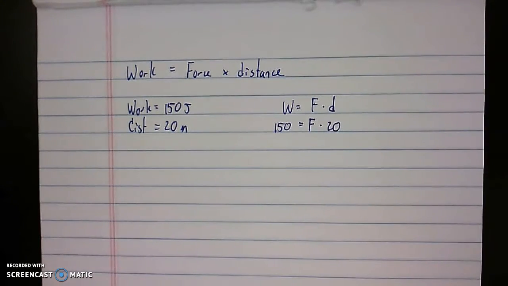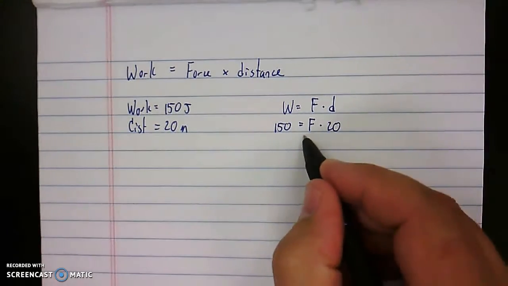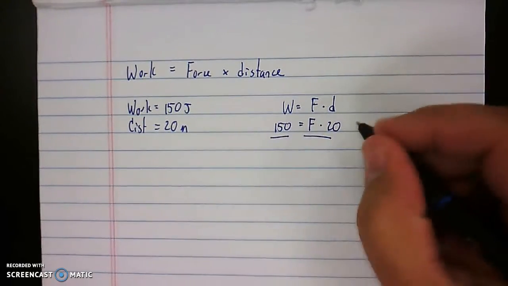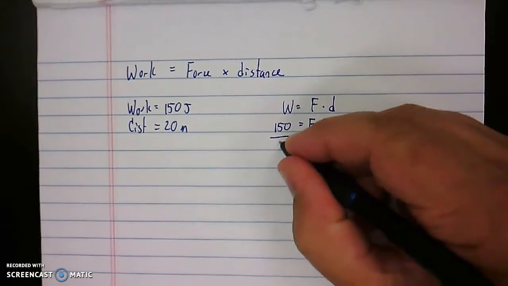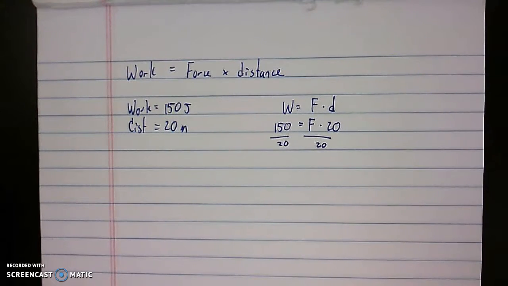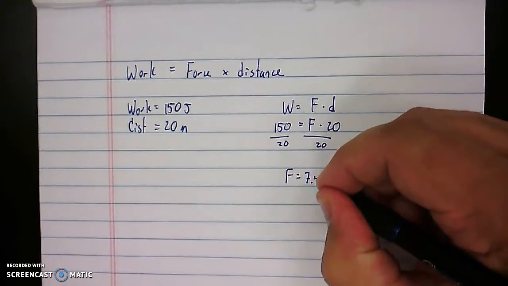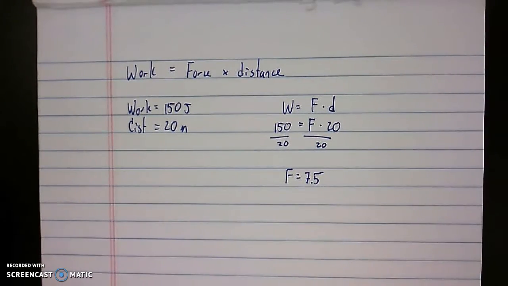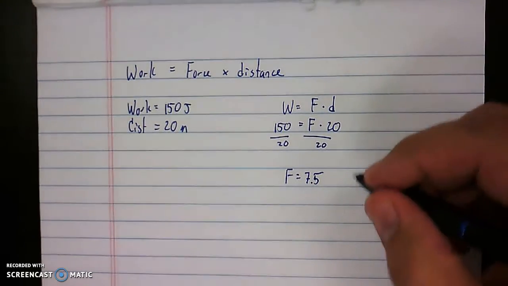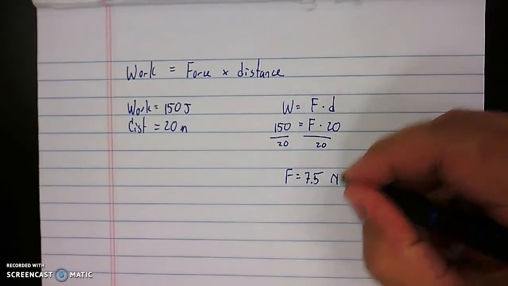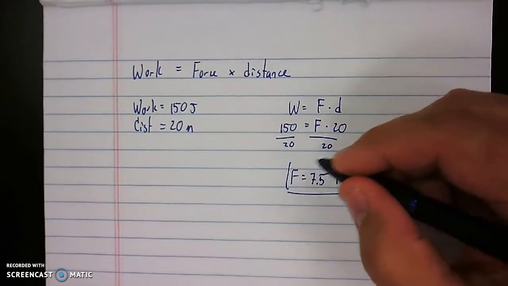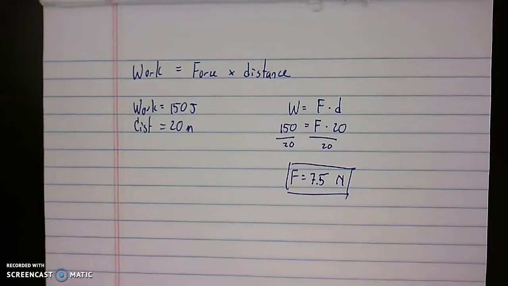And the way you solve this is pretty straightforward. You divide both sides by 20 because you want to get the unknown variable by itself. Plug all that in, and 150 divided by 20 is going to be 7.5. So the force is going to be 7.5. And since we are dealing with actual calculations, we need to include units. Now in this situation, work being in joules, distance being in meters, force is going to be measured in newtons. Okay, and I'm also going to put a box around the final answer so it is easier to find later.